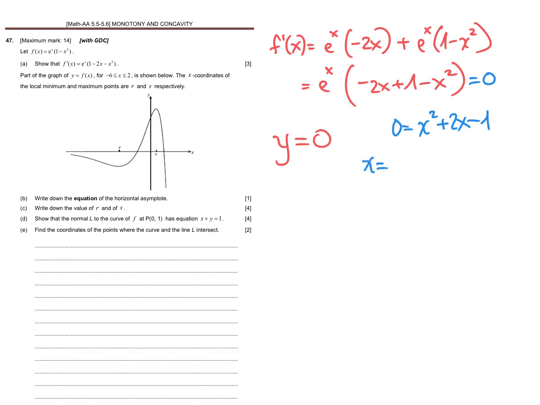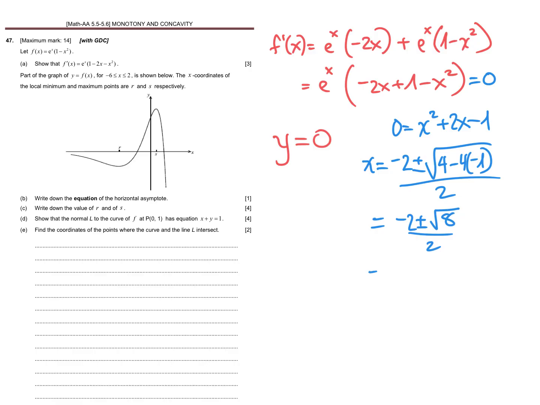So not factorable, we need to use the quadratic formula. Negative b plus or minus the square root of b squared minus 4ac, where a is 1 and c is negative 1, all over 2 times a, 1. So negative 2 plus or minus the square root of 4 plus 4, so root 8. And then that's going to be 2 root 2 when the 4 comes out.